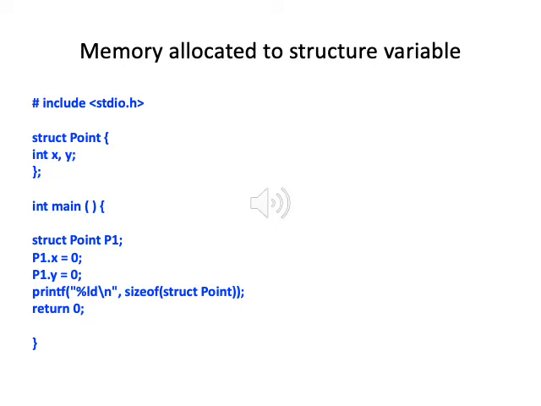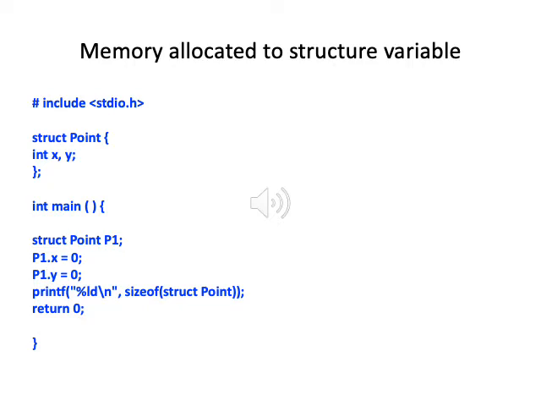So first we have the point structure definition, and then inside the main we have declared a structure variable of data type point, and the name of the variable is p1. Next, we assign the value to p1. So p1.x is equal to 0 and p1.y is also equal to 0.